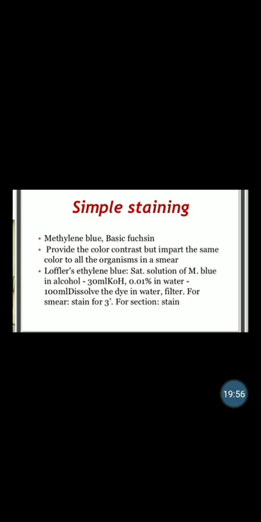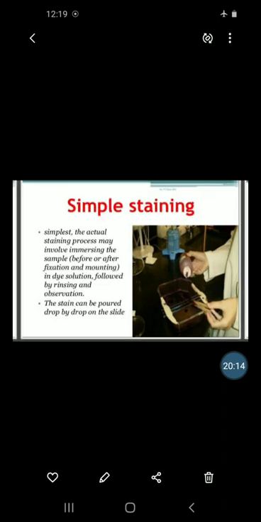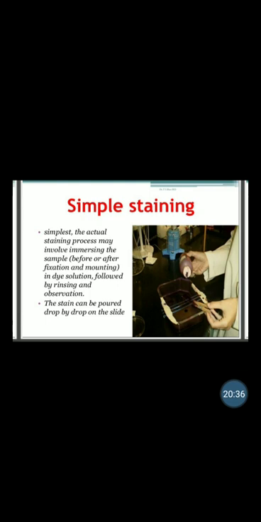Some examples of simple stains are methylene blue and basic fuchsin. They provide color contrast but impart the same color to all organisms in a smear. This is all about simple staining. Simple staining is the simplest staining process. It may involve immersing the sample, before or after fixation, in the stain solution, followed by rinsing and observation. The stain can be poured drop by drop on the slide. This is also called flooding.